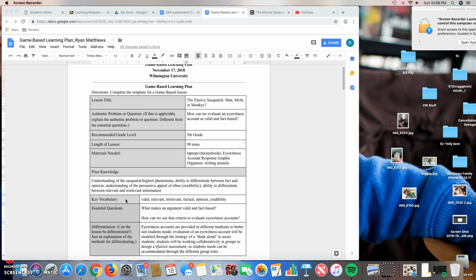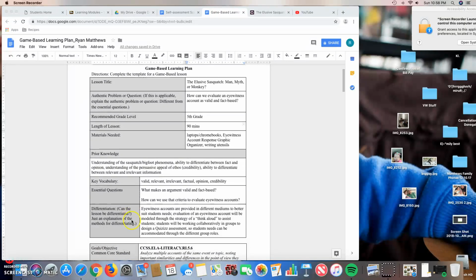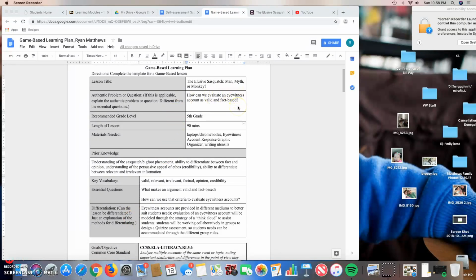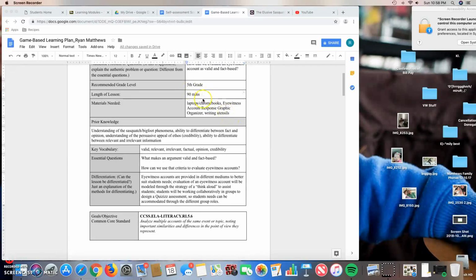So, the basic part of this lesson plan is centered on the idea of whether or not students believe that the Sasquatch Bigfoot legend is a man, so like a humanoid, a myth, it was a hoax all along, or a monkey, so some sort of new species or less evolved version of maybe an orangutan or a gorilla or whatever. So the lesson is centered on how can we evaluate an eyewitness account as valid and fact-based, and it's a 5th grade lesson that'll probably take about 2 class periods, so 90 minutes.